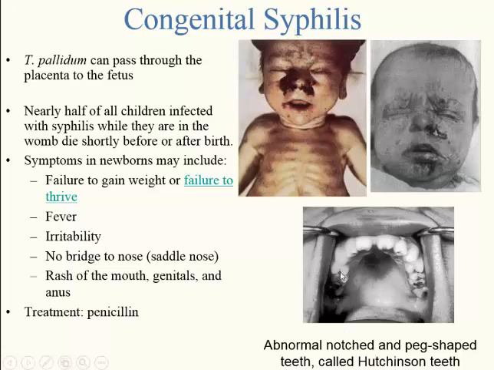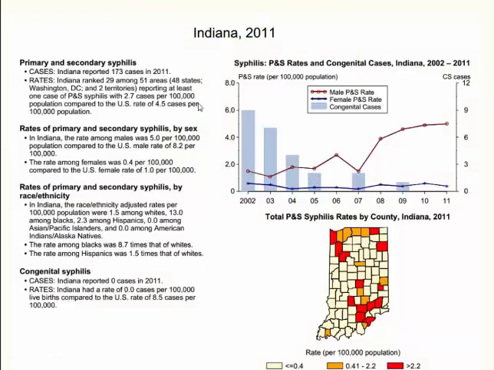Hutchinson's teeth are these kind of peg-shaped teeth, and if they progress and live to an older age, then they could have been protected against these malformations that have taken place due to syphilis simply by the treatment of penicillin. This is from 2011, so it's a bit older data, but syphilis is still prevalent in Indiana. It's prevalent all across the world.